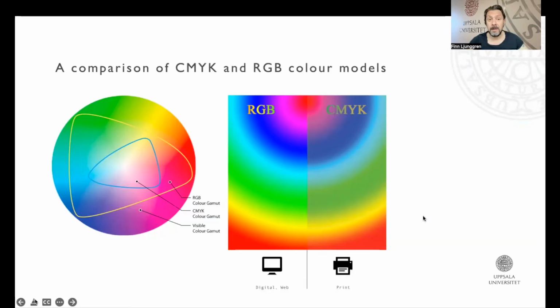So let's take a look at the two color models, CMYK and RGB. RGB is the most common color model. Most likely what you see in your screen and on your phone is in RGB. And as you see in the circle here, it's highlighted in yellow here inside the circle as a large color scale.